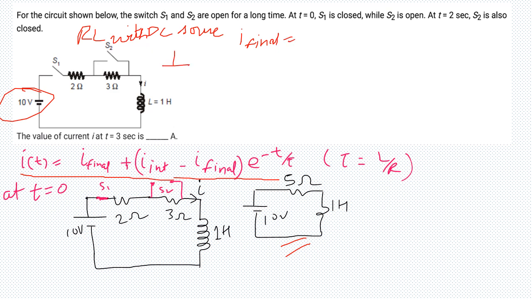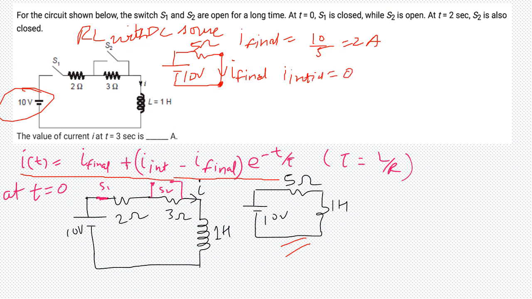When steady state is reached, the inductor is going to behave like a wire, or a simple conductor. So the current flowing at that instant is I final, which is 10 by 5, equal to 2 amps. Now we have got our I final. I initial, as you already know, is 0 because no current was flowing before the switch was closed.